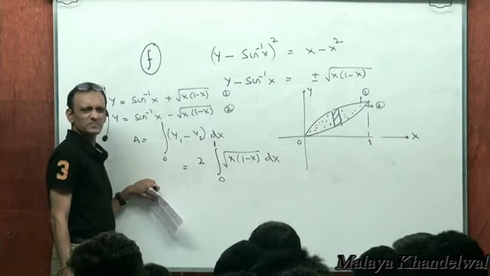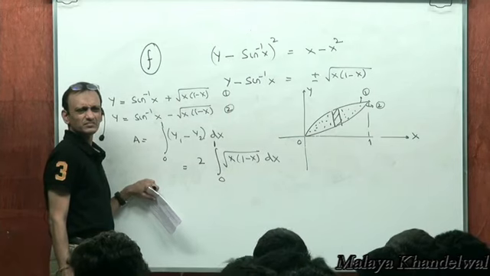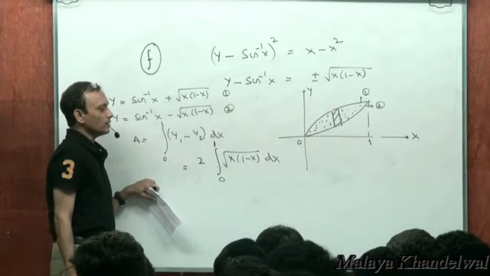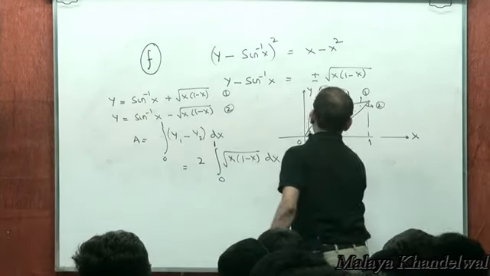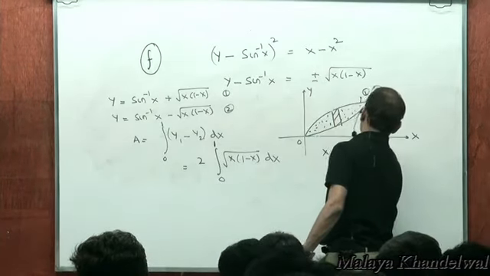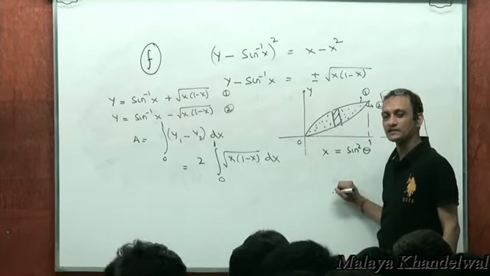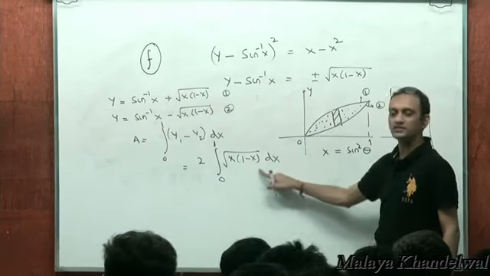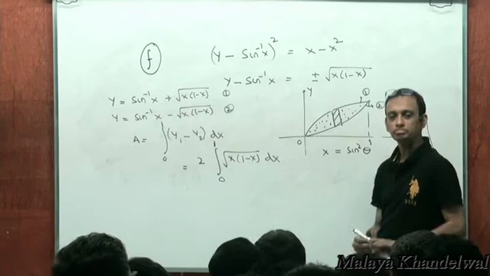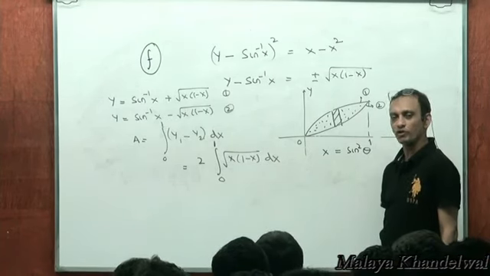How do you integrate this? In this case I would rather just take x equal to sine square theta and proceed. Theta runs from 0 to pi by 2. This is what I'll do for this case. Put x equal to sine square theta and proceed. That will be an effective option.